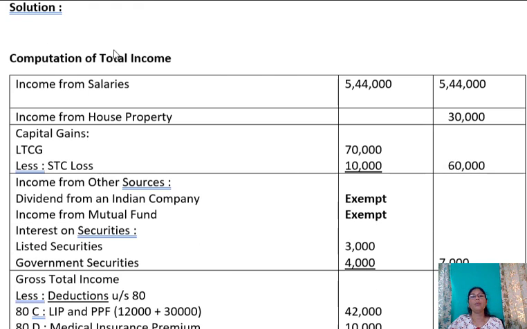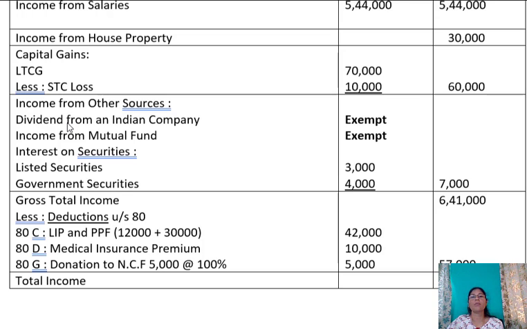So first we shall write computation of total income for the assessment year 2020-21. Income from salaries, as it was given computed in bracket, therefore we have taken it as it is, 5,44,000. Income from house property, even it was given as computed, so we have taken 30,000 as it is. Capital gains, we have taken long term capital gain and we have deducted the loss from short term capital gain. So net capital gain is 60,000.